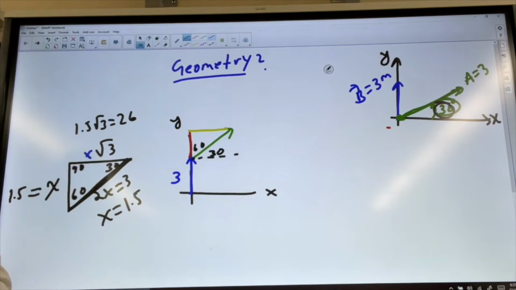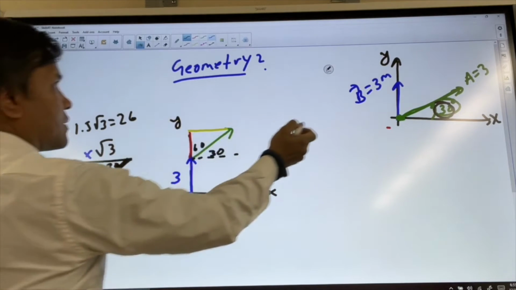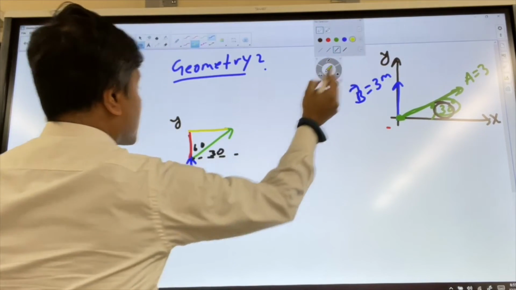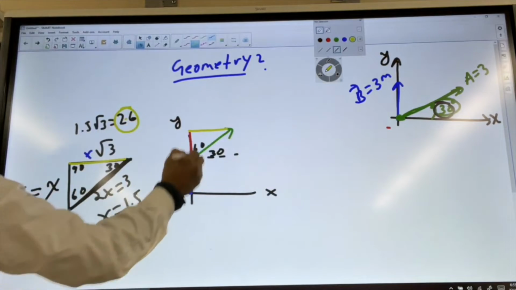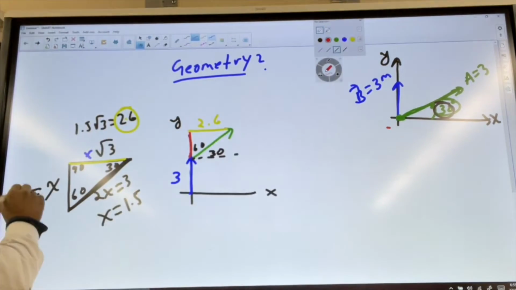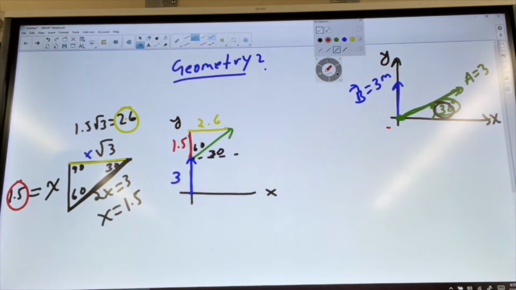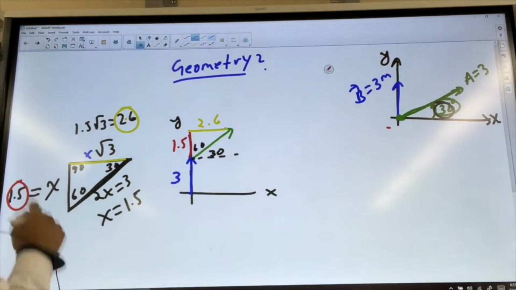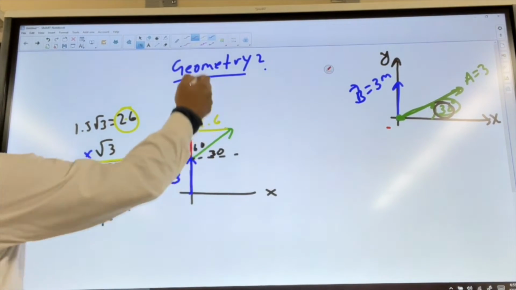So it seems like the yellow one is 2.6, and the red one is 1.5. All right, so now let's see how that will help us draw it. Okay, so now let's go ahead and draw it. This one, if we draw it, what do we get?